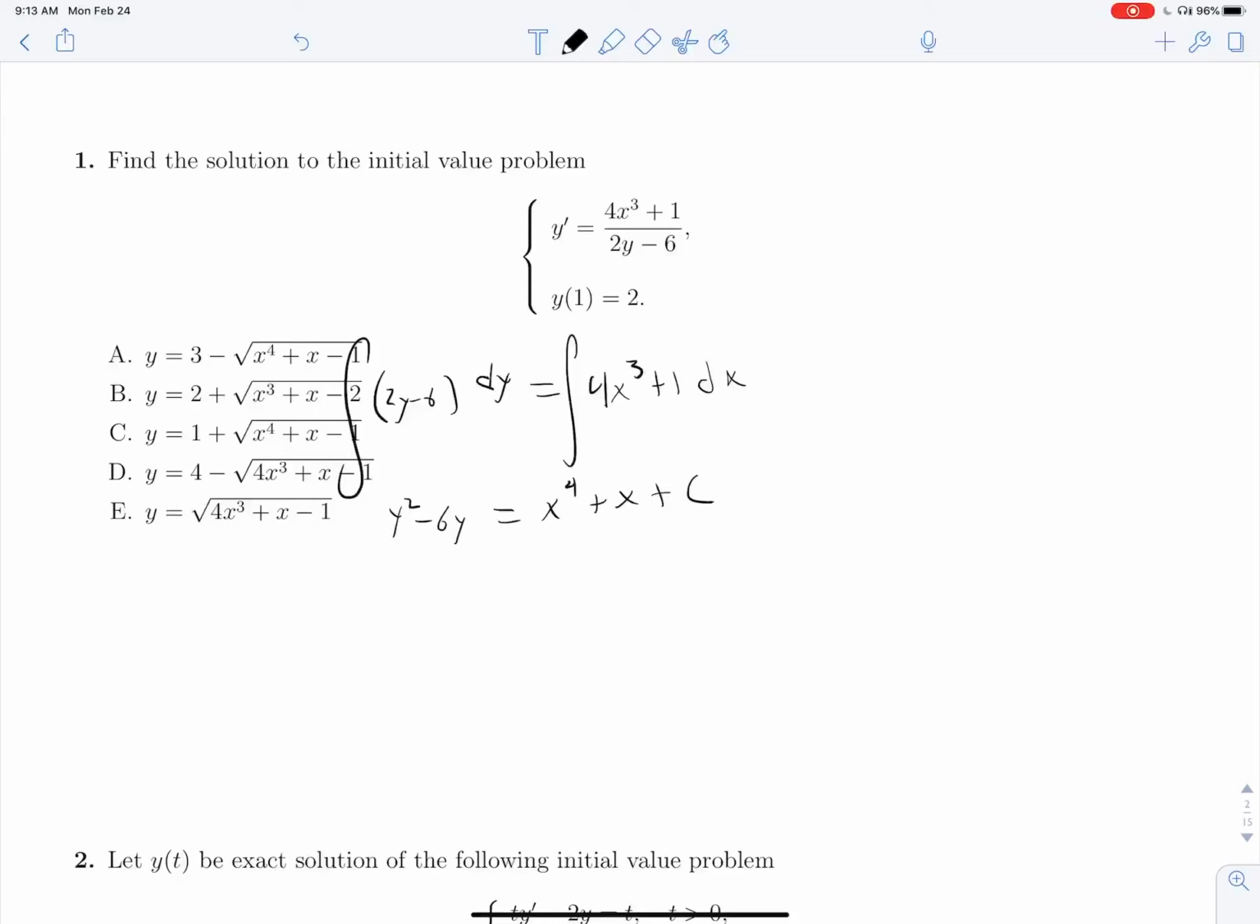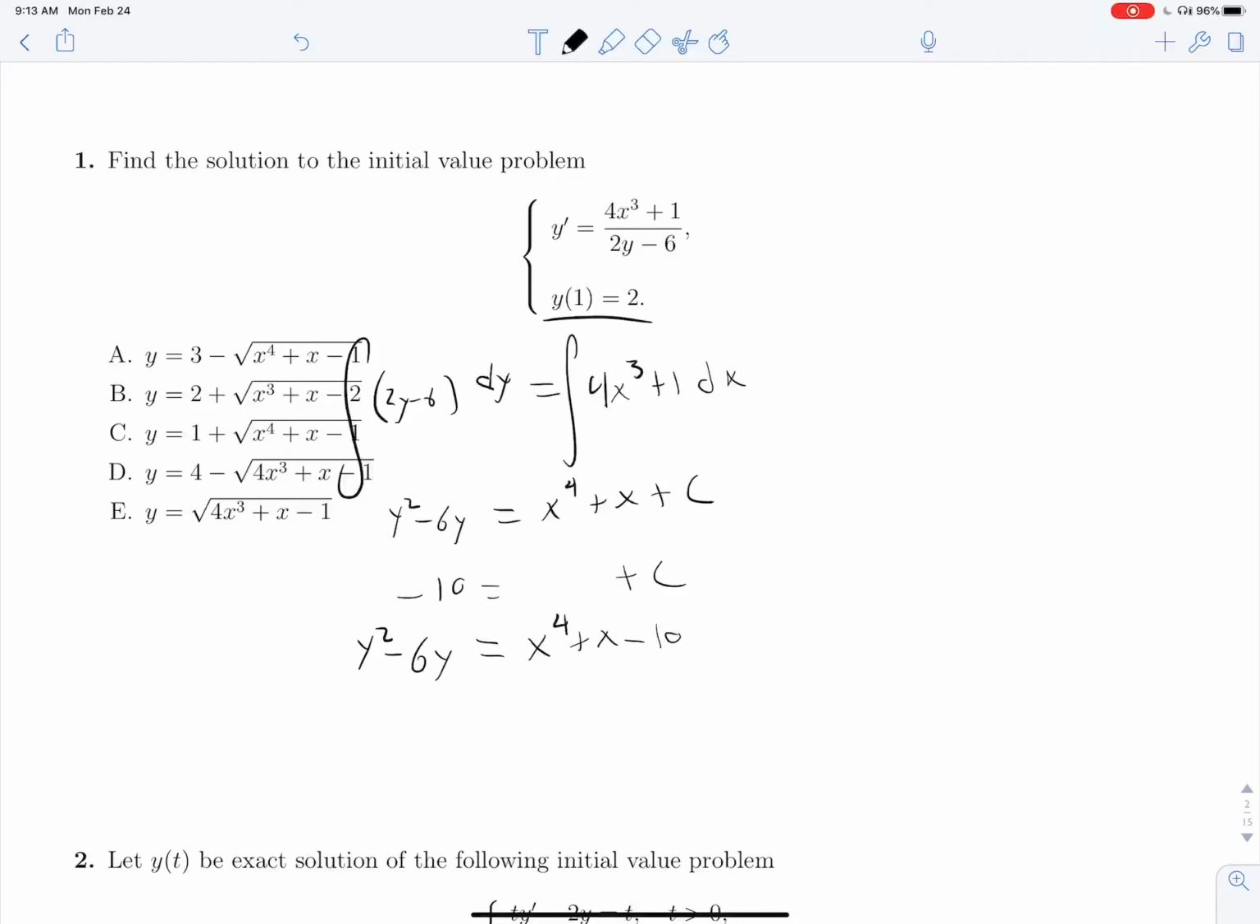So at this point, let's apply our initial condition here. Y at 1 equals 2, so 4 minus 12 is equal to 1 plus 1 plus c. This is negative 8. This is 2. So overall c is negative 10. If c is negative 10, we can rewrite this as y squared minus 6y is equal to x to the fourth plus x minus 10.